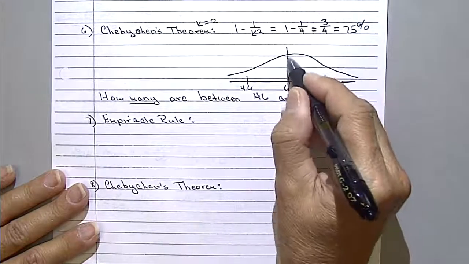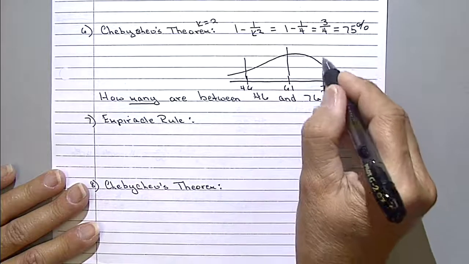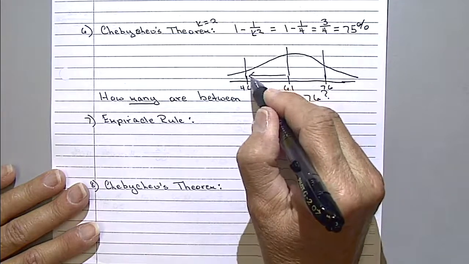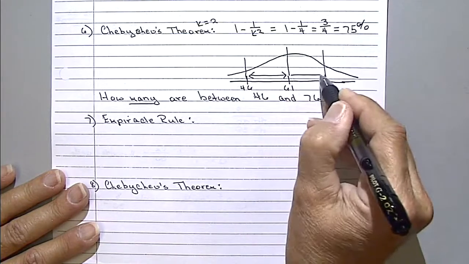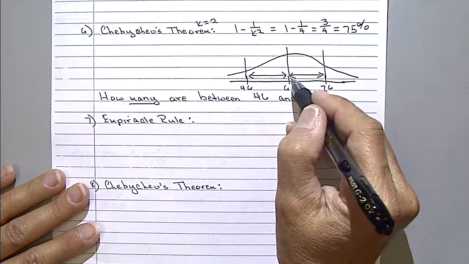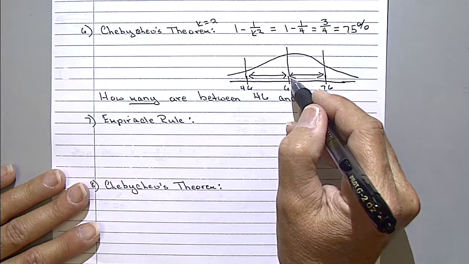And what I need to know, pretend it's in the middle, is how many data items, how many points am I talking about here between 46 and 61? Well, I've got to go 61 minus 46, right?